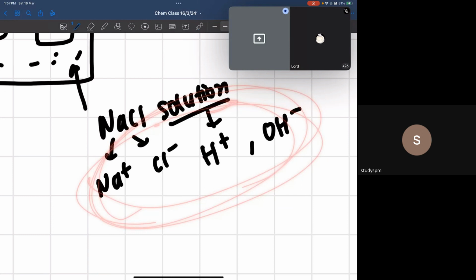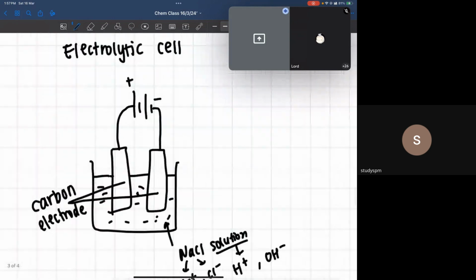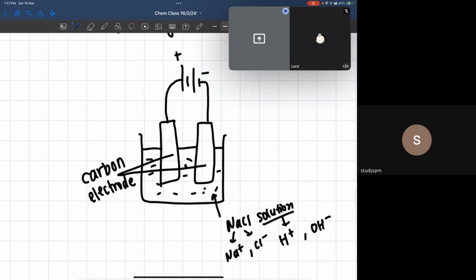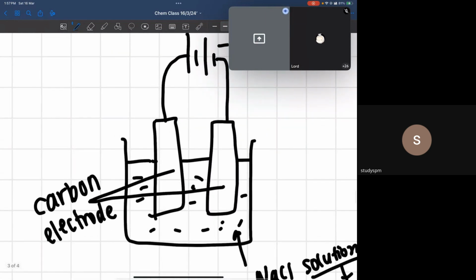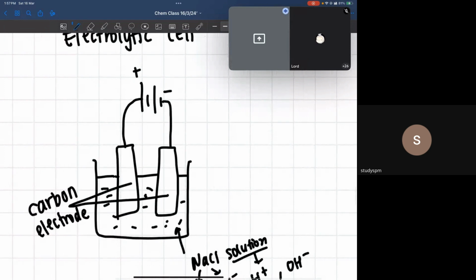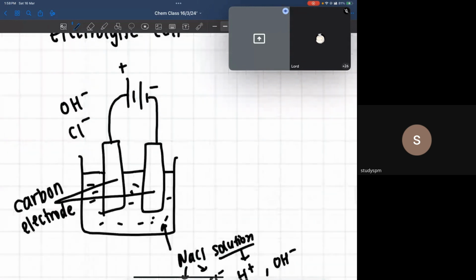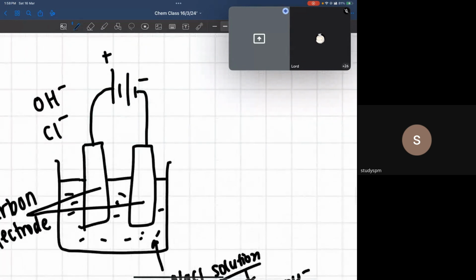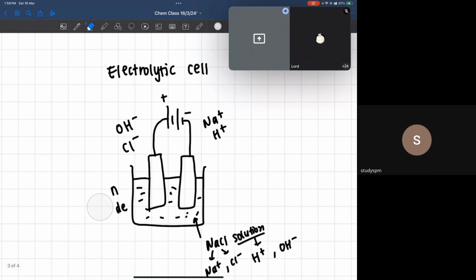Okay, but they have different charges. Let's say the positive one is perempuan, the negative one is lelaki, and the lelaki gets attracted to the perempuan. Here we don't talk about LGBT first, we talk about nature first, okay? So for positive, which is perempuan, the lelaki will go here: hydroxide, chloride. And for negative, the perempuan will go there: sodium, hydrogen.